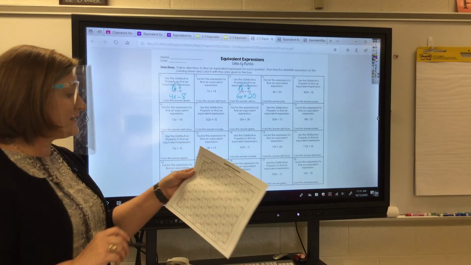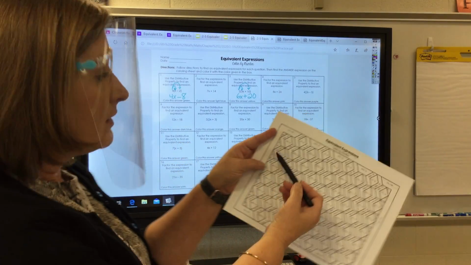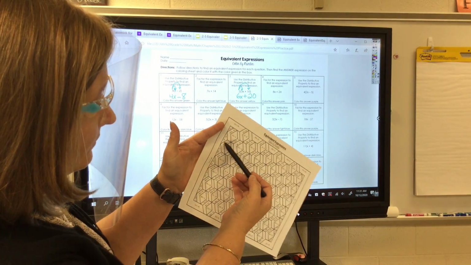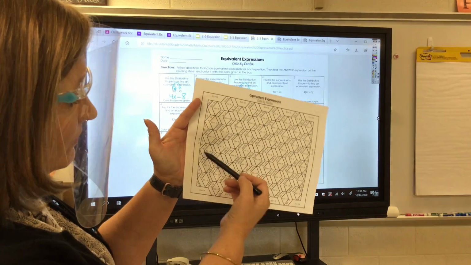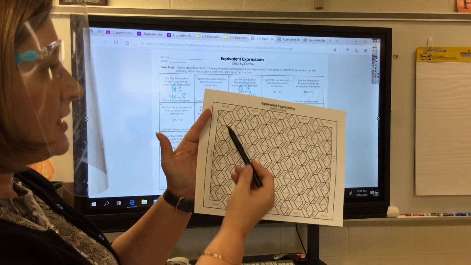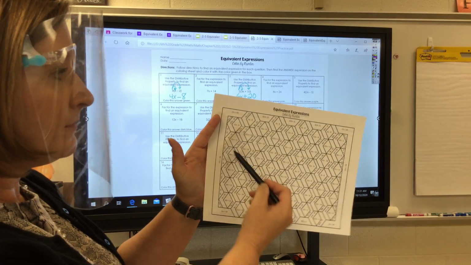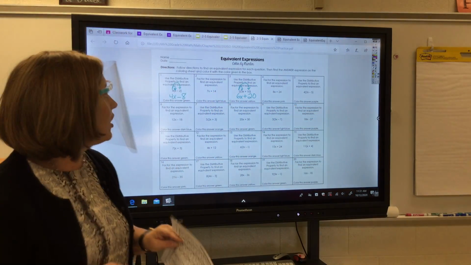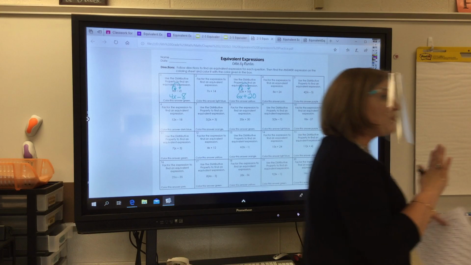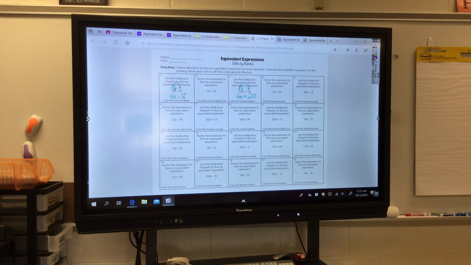So look on the back. 6x plus 20. Do you see it? Found it. It's like in the second one, right here. All right? I want you to do number 5 by yourself, and we're going to go over it, okay?